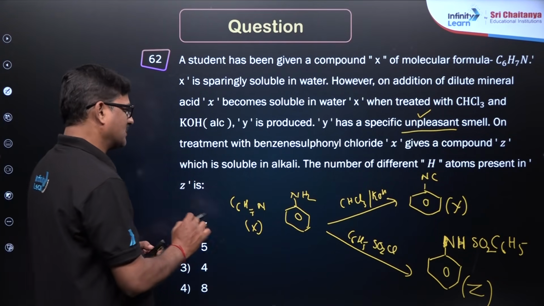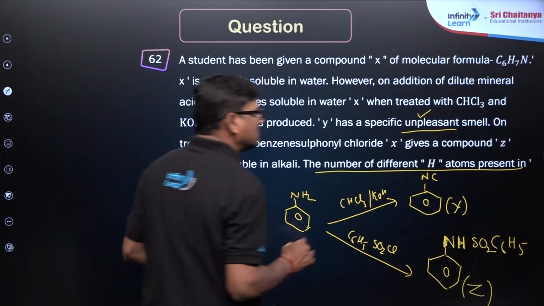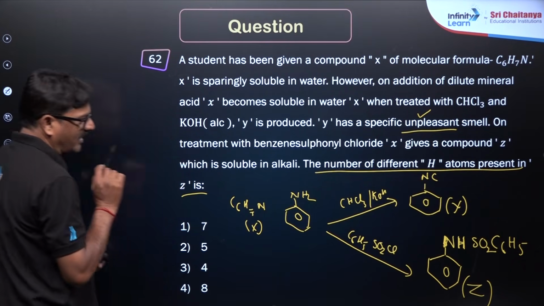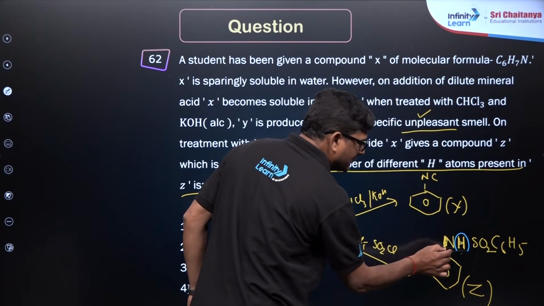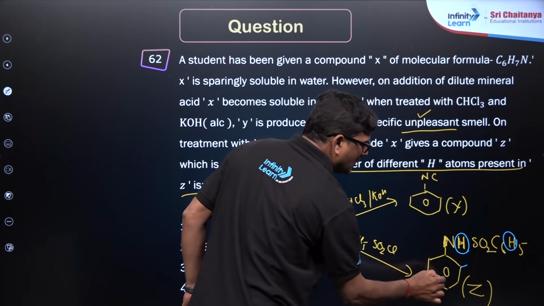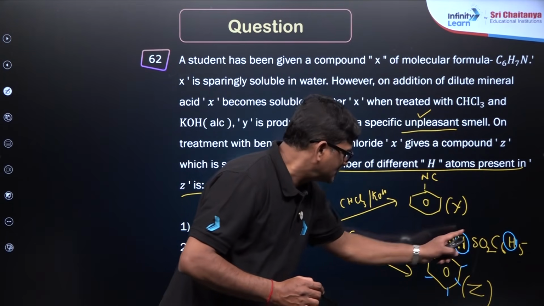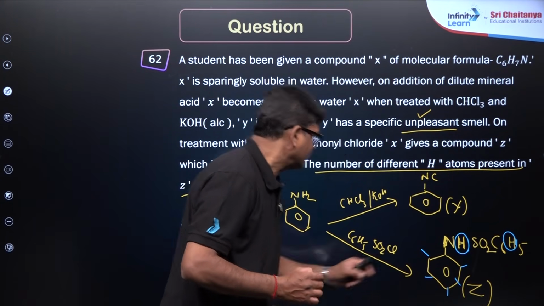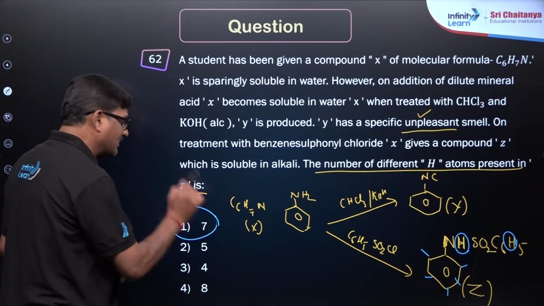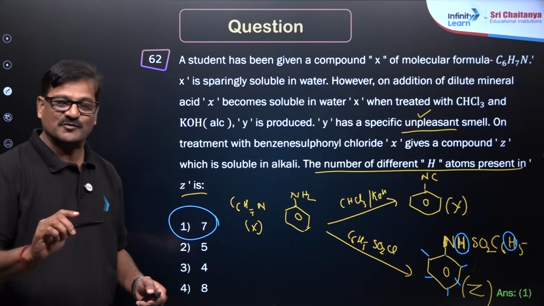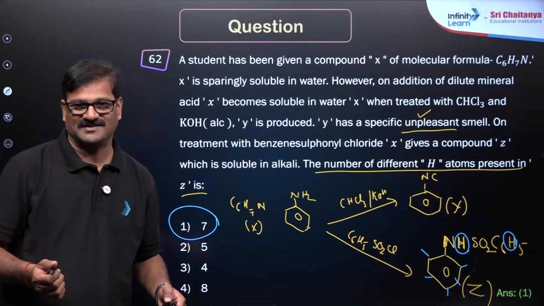The question is asking for the number of different types of hydrogen atoms present in compound Z. Different hydrogens means types of hydrogen. So I can say 1, 2, 3, 4, 5, 6, 7. I can find 7 different types of hydrogens present in this. So option 1 is the correct answer for this question.